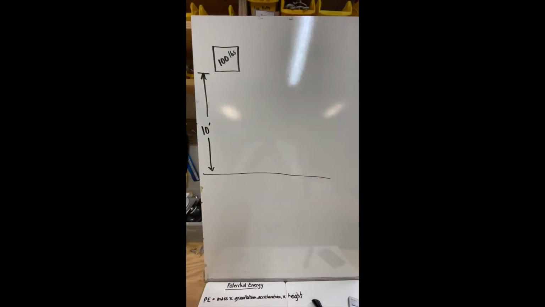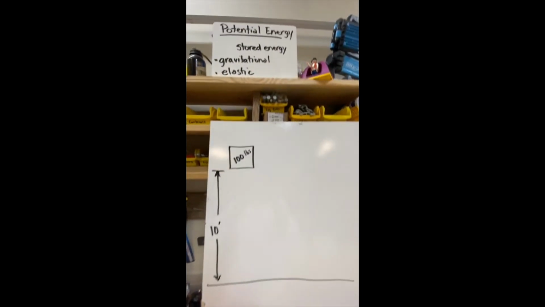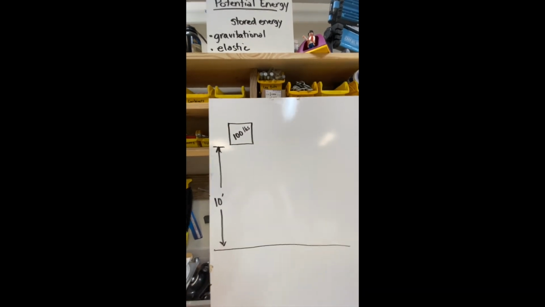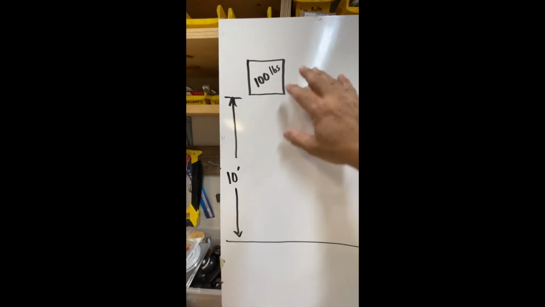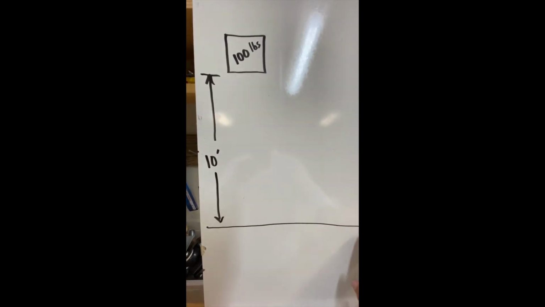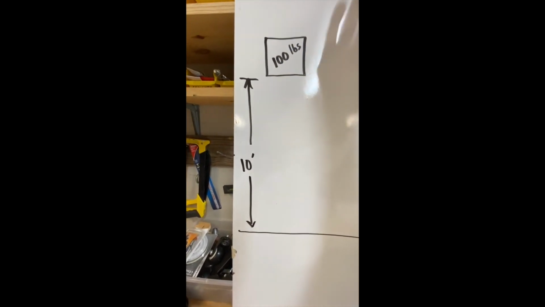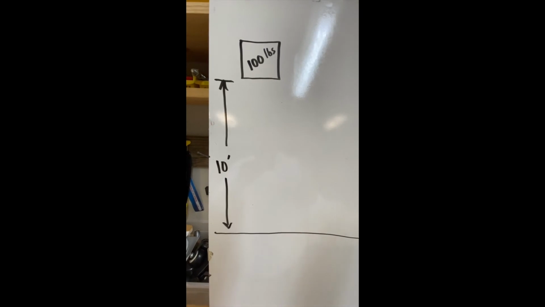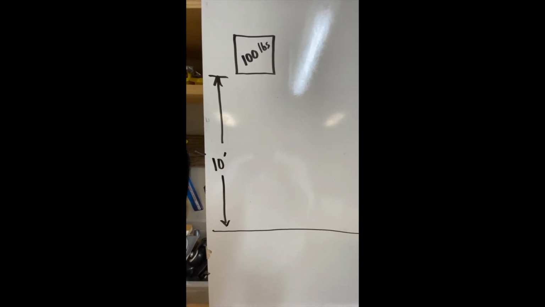All right, let's talk about potential energy a little bit. Potential energy, remember, is stored energy. And this is an example of gravitational energy. So if we had a box that weighed 100 pounds and it was in the air 10 feet over our heads, here's our floor here. Perhaps it's attached to a pulley or something running up and coming down to a line somewhere else. However it's up there, it's just hovering in the air at 100 pounds.